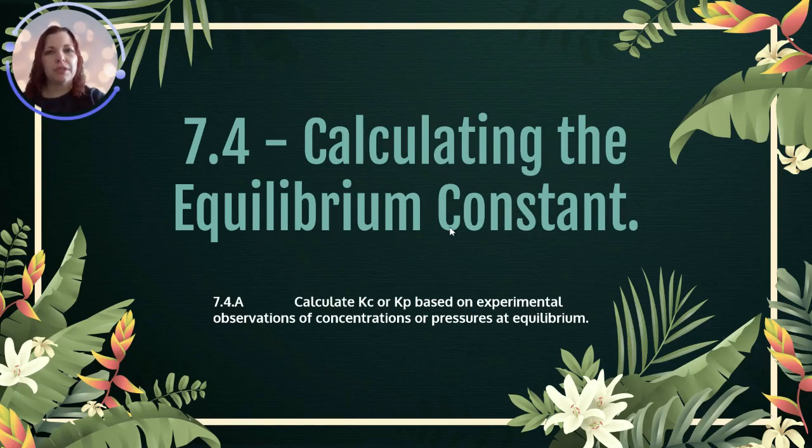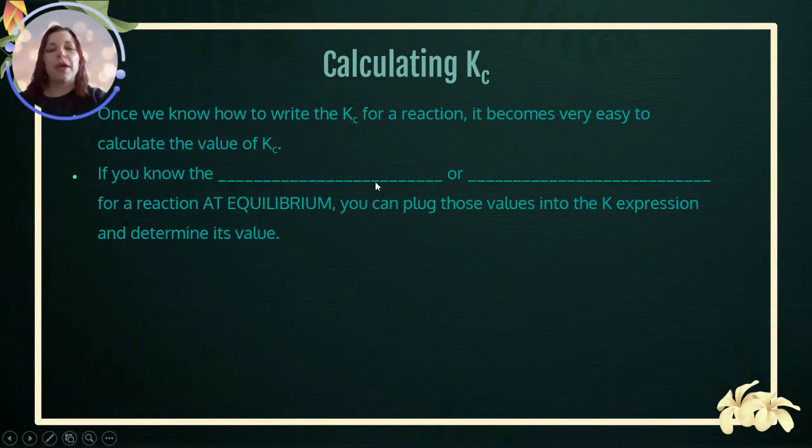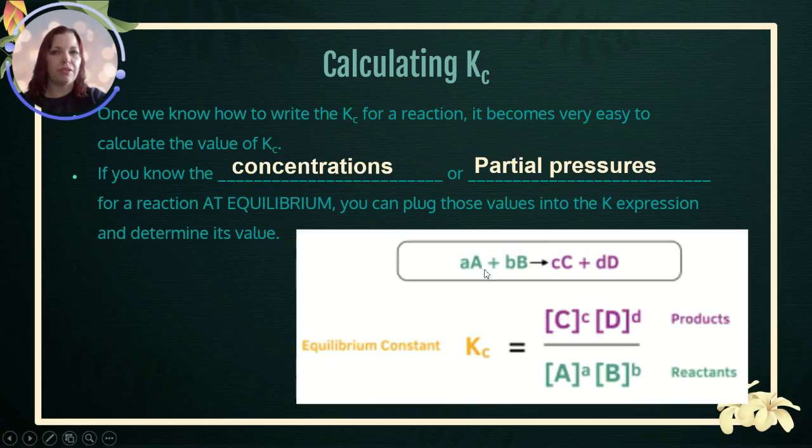The learning objective for today is 7.4.a, calculate Kc or Kp based on experimental observations of concentrations or pressures at equilibrium. So let's look at it. Once we know how to write the Kc for a reaction, it becomes very easy to calculate the value of Kc. If you know the concentrations or the partial pressures for a reaction at equilibrium, you can plug those values directly into the K expression that you wrote and determine its value.